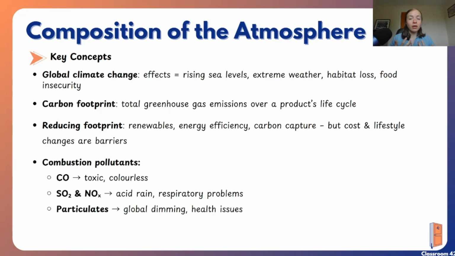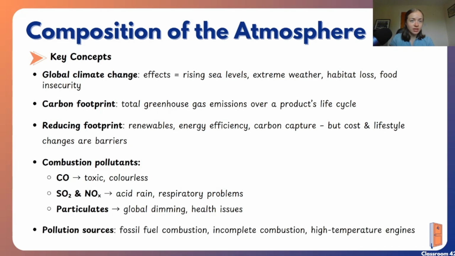We also need to know about some combustion pollutants. So carbon monoxide, which comes from incomplete combustion, is toxic and is colourless, which makes it very dangerous. You also have sulfur oxide and nitrogen oxides, which can contribute to acid rain and respiratory problems, and then also particulates as well, which cause health issues and global dimming. So you also need to be able to recognise those molecules and the effects of those on either the Earth or humans.